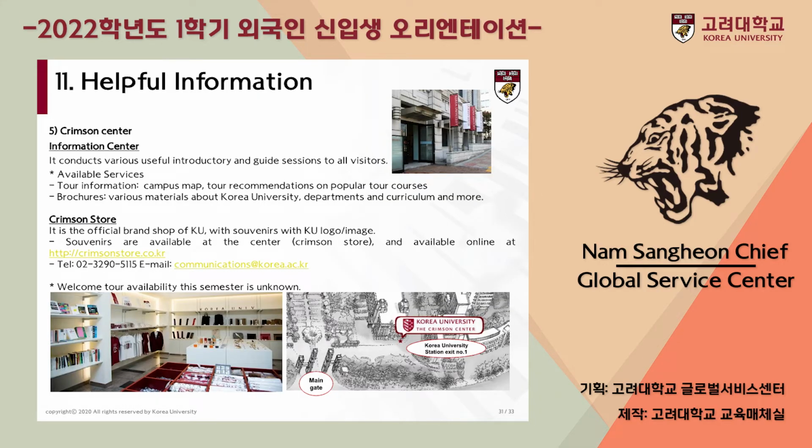The Crimson Center, some of you may already be familiar with it, is a center where you can buy Korea University souvenirs, and if you are a tourist, you can sign up for a campus tour here at this center. The Crimson Center is located near the Central Plaza and the entrance or exit of Korea University subway station.